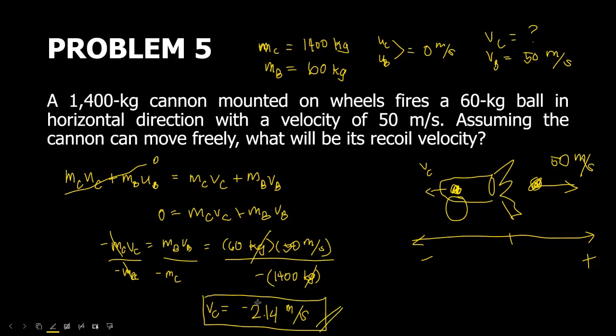So we do note that the negative implies that the velocity of the cannon, when it moves, goes to the left side. Okay? So it moves to the left side at a speed of 2.14 meters per second. Okay. Now let's proceed to the next problem.